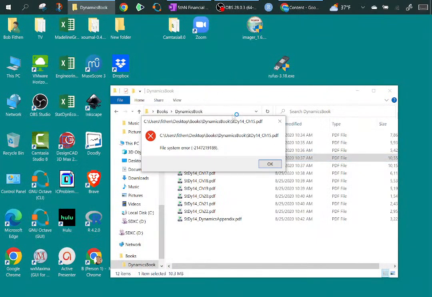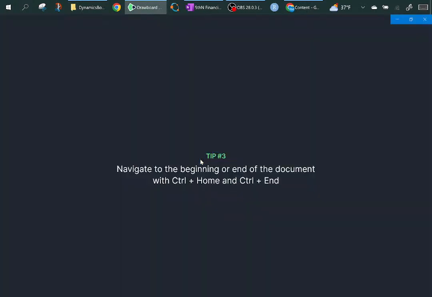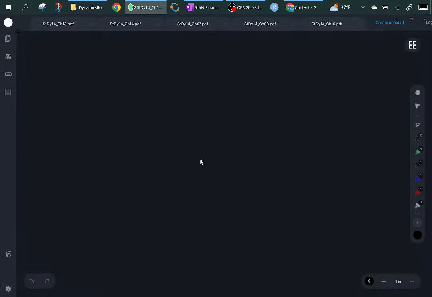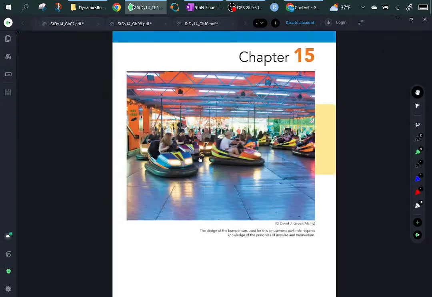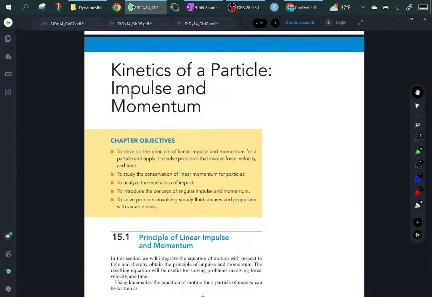Uh-oh, error. File system error. That's not good. I might have to close and get rid of all the others. Or it might just be fine. I don't know. I guess it was just fine. I don't know what happened there. So this was basically impact. I'll spin through it and then we'll go back and do some problems today, next time, whatever.